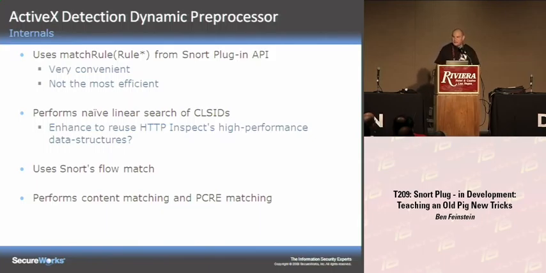So I took a shortcut implementing this, and I used the match rule function. It's very convenient. It's probably not the most efficient way to do this in terms of space and time, but it was most efficient for me to implement. The code right now is performing a naive linear search of class IDs. My plan is to take the high performance, I think it's trie-based, data structures that HTTP Inspect is using and leverage those. It's using Snort's flow match to make sure that it's a response coming back from the server, and it does some content matching and some PCRE matching behind the scenes to detect that.